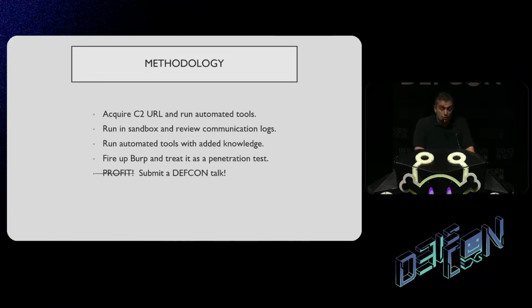Going to the methodology, it's as simple as it seems. I acquire the C2 URL and run automated tools. If the automated tools don't find anything, I run it in a sandbox and review the communication logs. I rerun the automated tools with added knowledge. And if that also doesn't find anything, I fire up Burp and treat it as a penetration test. And last but not least, obviously not profit, but submit a DEF CON talk so that I can talk in front of you.